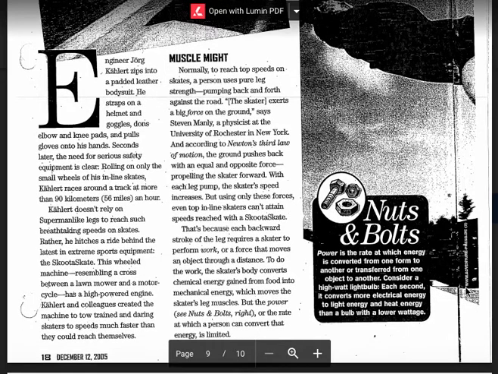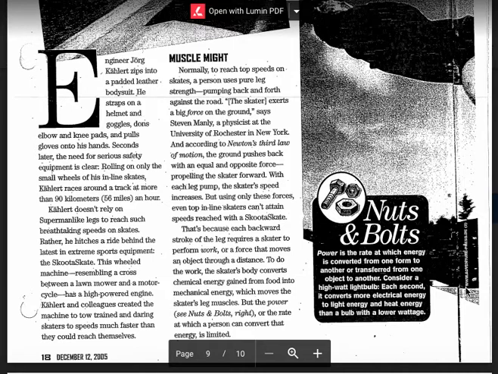Oh boy, quite the name here. Engineer Jorg Collert, I probably messed that up, zips into a padded leather bodysuit. He straps on a helmet and goggles, dons elbow and knee pads, and pulls gloves onto his hands. Seconds later, the need for serious safety equipment is clear.